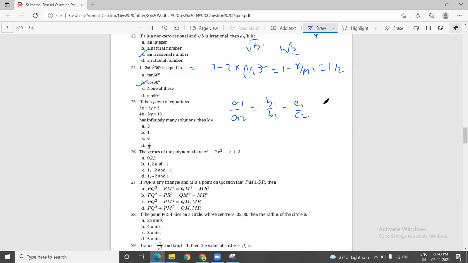So in this case, 2 by 4 is equal to 3 by k. So what is the answer? 2 times k is equal to 6 is the right answer. Yes, sir. k is equal to 6 is the right answer.